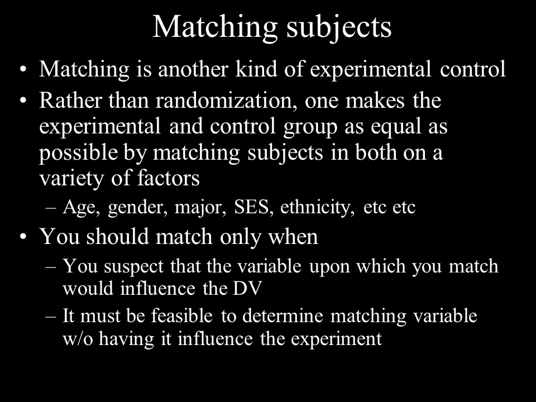So if you think that gender is an important thing, you might want to have an equal number of males and females in group A and group B. So when you're assigning people to various groups, you might want to make sure that the gender balance is equal. It could be true for any other variable: ethnicity, socioeconomic status, major. But you really should only match when you truly have an idea that the variable that you're matching on, like gender, might have an influence on the dependent variable. So that's one important thing to keep in mind.